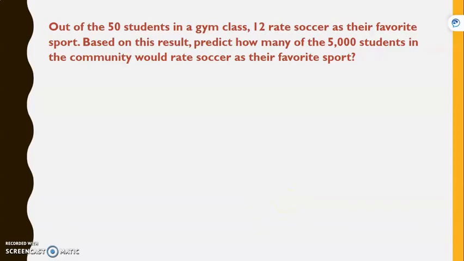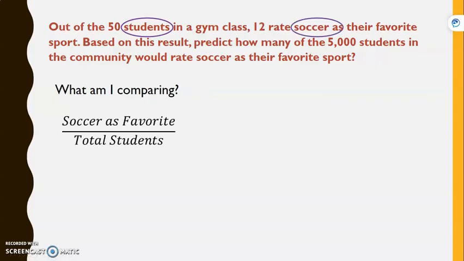Here's a second one that could be a little tricky. Out of the 50 students in a gym class, 12 rate soccer as their favorite sport. Based on this result, predict how many of the 5,000 students in the community would rate soccer as their favorite sport. So, what am I comparing? I'm comparing the total amount of students in the gym class to the 12 students that chose soccer as their favorite sport. So I'm comparing soccer, that part, to the total students. So 12 students out of 50 chose soccer as their favorite sport.